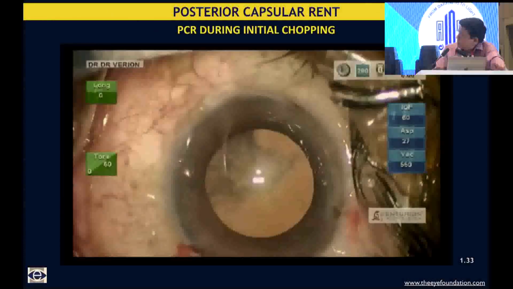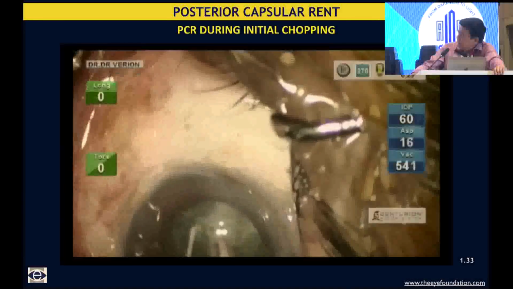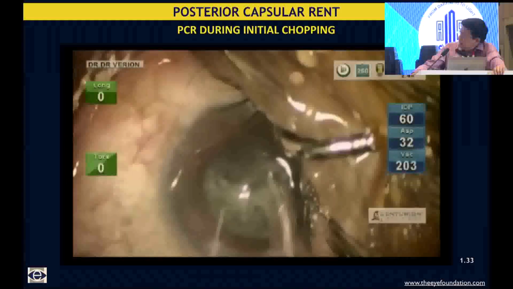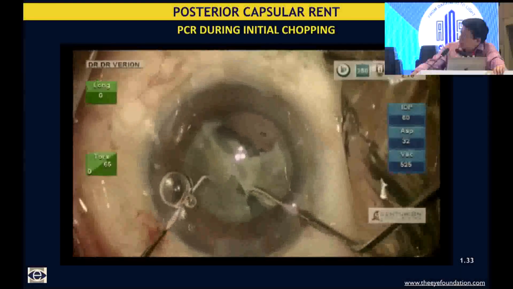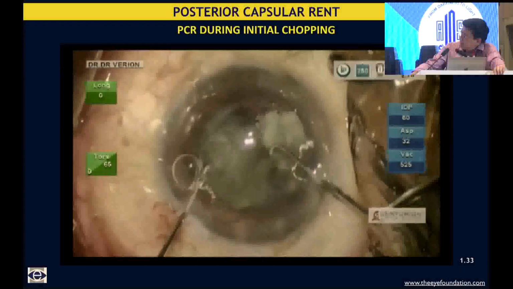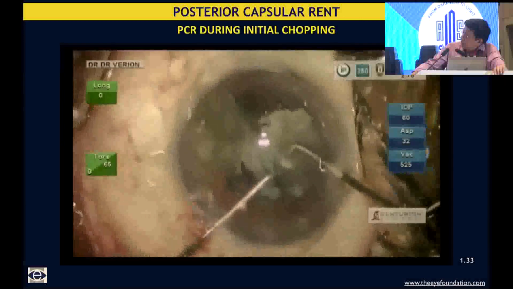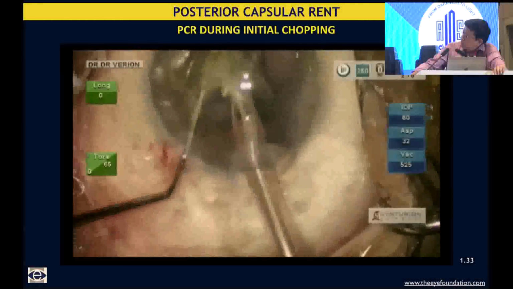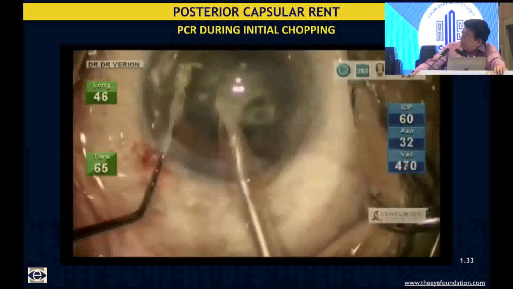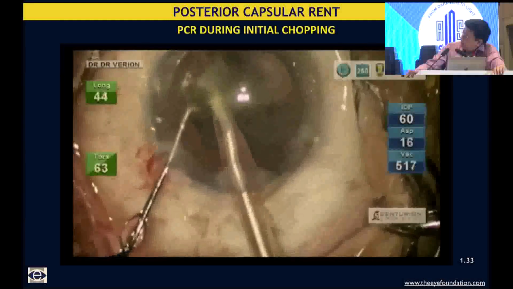So this is a PCR that's occurring during initial chopping itself, and in the area of the large PCR, you inject dispersive viscoelastic. Viscoat is what I choose in these cases, and then subsequently you can bring out the nucleus fragments into the anterior chamber, and make sure that none of the nucleus fragments are going posteriorly, with a spatula supporting, and refill the area of the PC rent whenever it is needed.